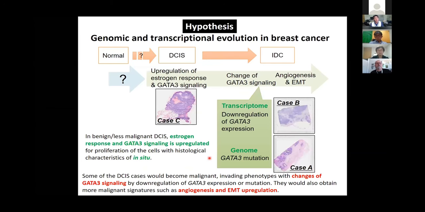So our current hypothesis, from what we analyzed in DCIS, is that the change of GATA3 signaling is the key, which drives the DCIS to IDC. Mostly that change takes place at the mutation genomic level, but in some exceptional cases, the down regulation of the GATA3 expression means the same thing as the GATA3 mutation at the genomic level.